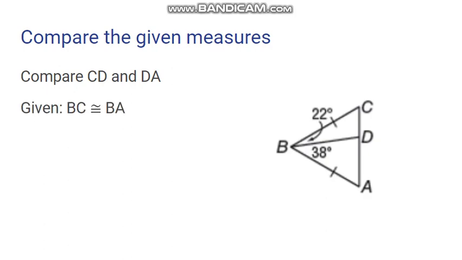We're given that BC is congruent to BA. We also know that DBA is bigger than DBC. DBA is the bigger angle. And again, we've got that shared side in DB, which is what allows us to use the hinge theorem. And once we know that, we can say that DA is greater than CD.